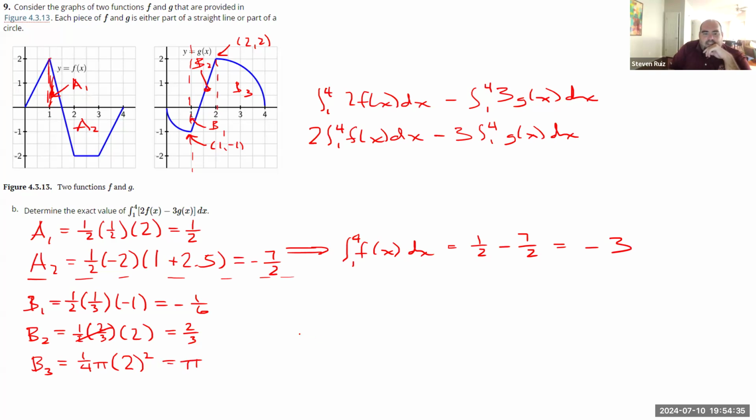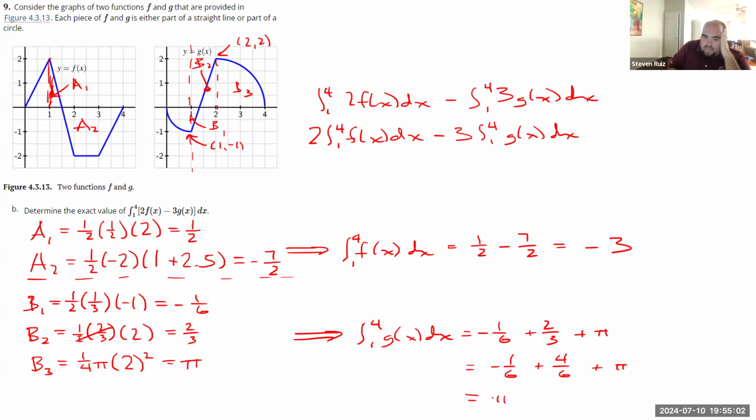So what does that tell me? If I add those three things together, that gives me the integral from 1 to 4 of g of x dx. That's equal to negative 1/6 plus 2/3 plus pi. What is 2/3 minus 1/6? That should be negative 1/6 plus 4/6 plus pi. Comes out to 3/6 or a half, so pi plus a half.